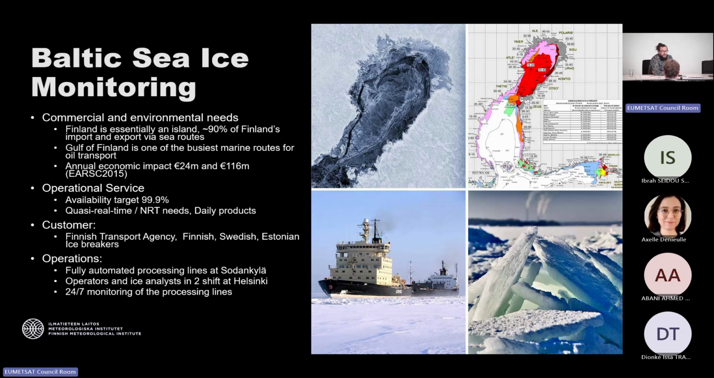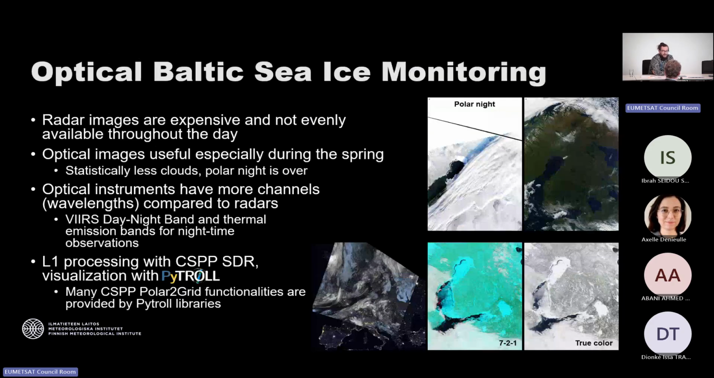Mainly this service relies on the radar images, synthetic aperture radars, because of course it's the winter time, and usually during the winter time we don't have so much light and there are so many clouds, so we are forced to use the radar images. But it's not just the radar ones. Especially during the springtime, we can use the optical images to monitor the Baltic Sea ice.